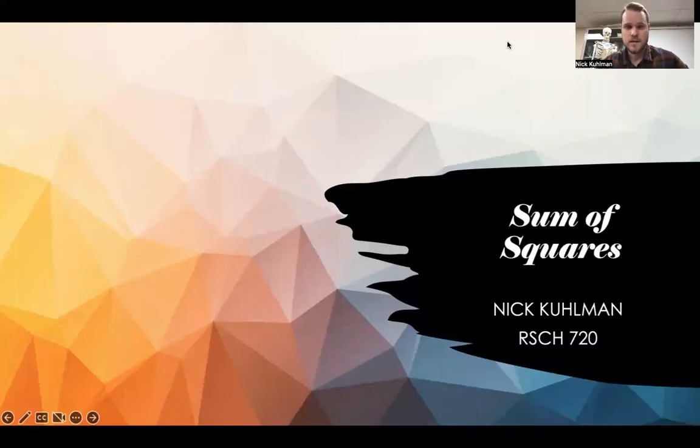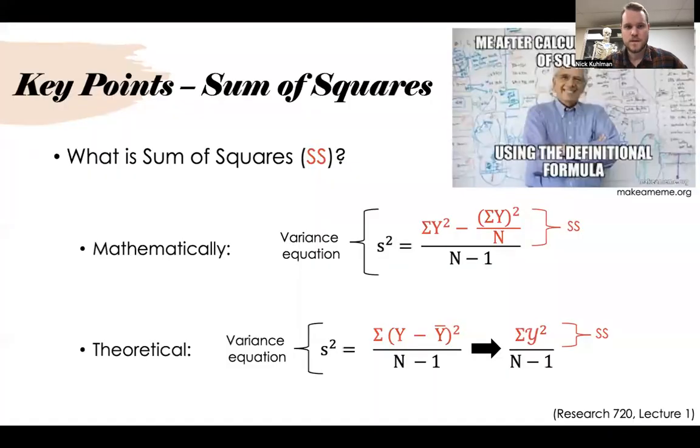Okay, hi, I'm Nick, and the topic of my presentation is sum of squares. The first thing we have to ask and answer is, what is sum of squares? Definitionally, it represents the sum of the squared differences from the mean, and it is also known as total variance. You can see here we have two different iterations of this formula.